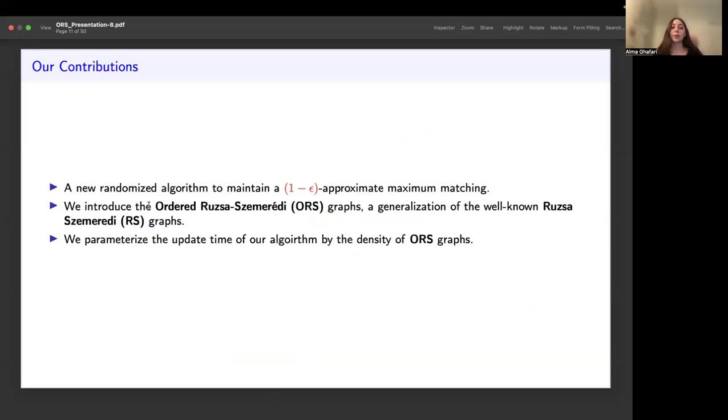So let's talk about our contribution. As I mentioned, this is a randomized algorithm that maintains a 1 minus epsilon approximation. We will be introducing order Ruzsa-Szemerédi graphs in our paper. That is a generalization of the well-known Ruzsa-Szemerédi graphs. And we'll talk about the running time of our algorithm.